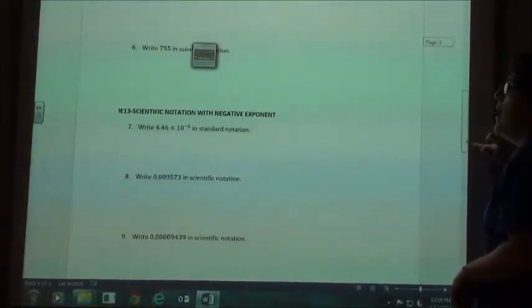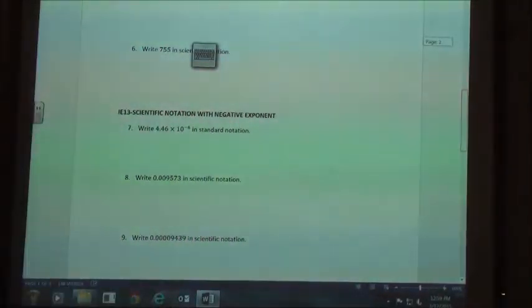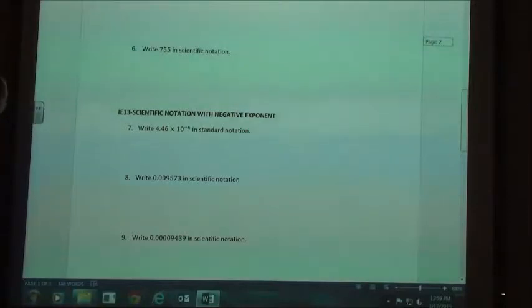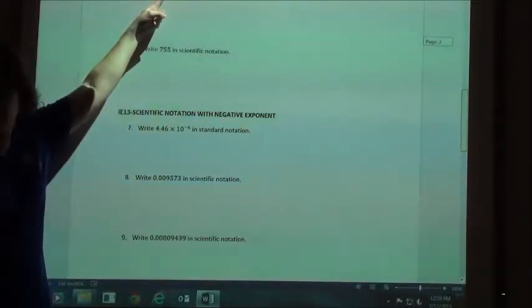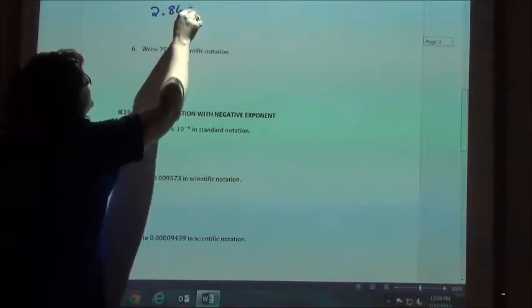So now, on the next two, they're in standard form. They want you to put that number in scientific notation. So if I'm going to put my number in scientific notation, because I always want my first number to be a number between 1 and 10, I'm going to put my decimal behind the first digit. So I would have 2.860.